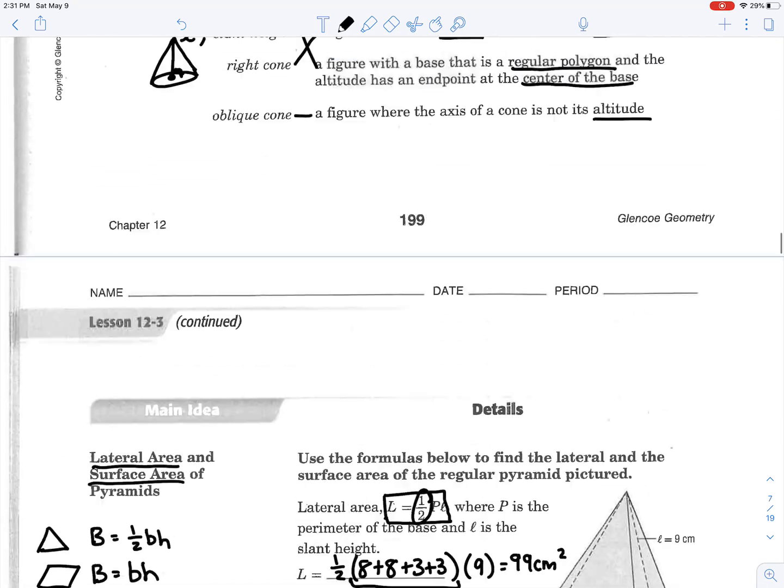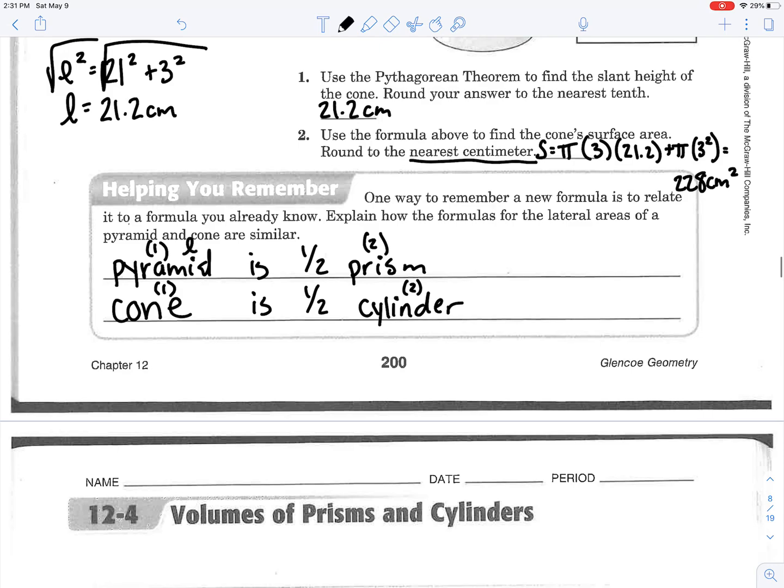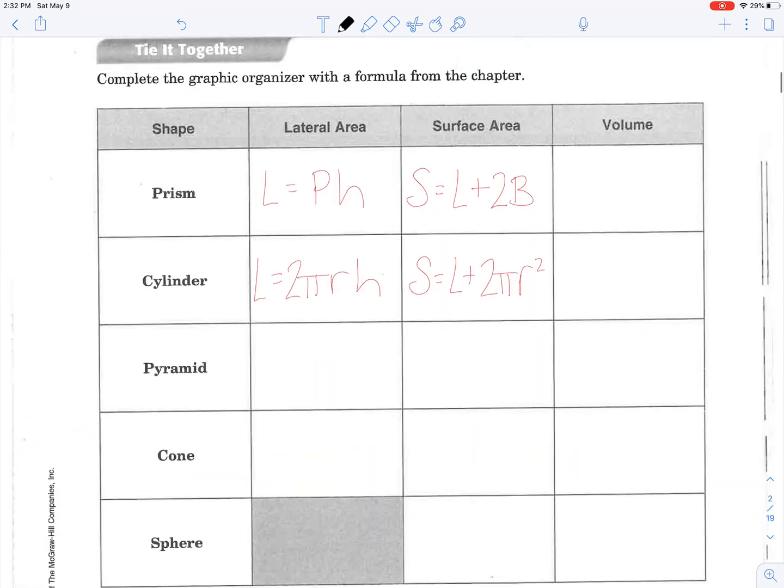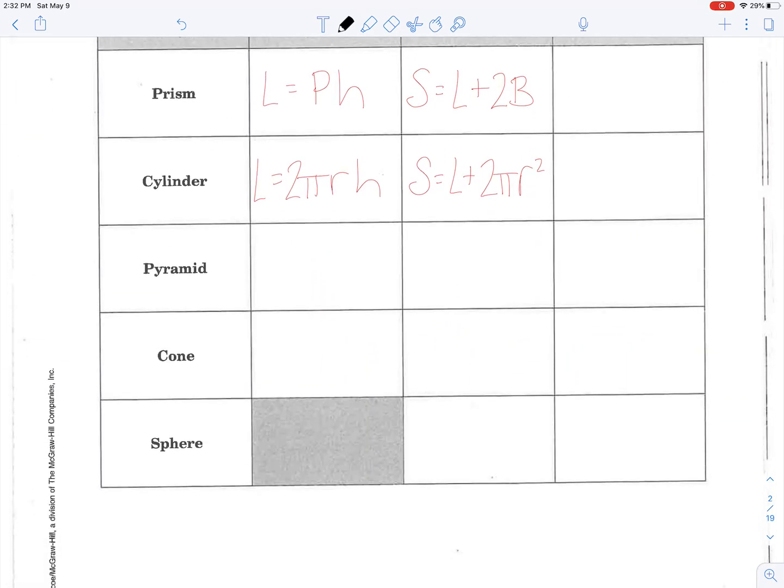The other difference would be that a pyramid has a slant height, as does a cone, and a prism has a height in the formula and a cylinder has height in the formula. So go back to the front page of your notes so you can fill in these formulas really quickly. So we would say lateral area for a pyramid is 1/2 the perimeter of the base times the slant height, and the surface area is the lateral area plus the area of the base, and there's only one base. So now you can see even more the similarities here.